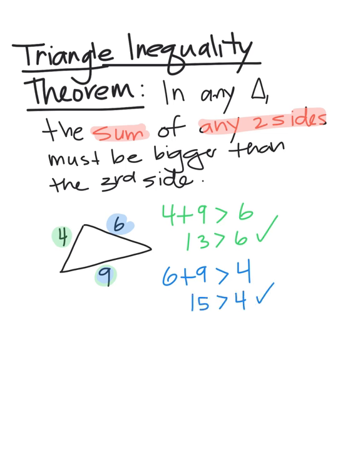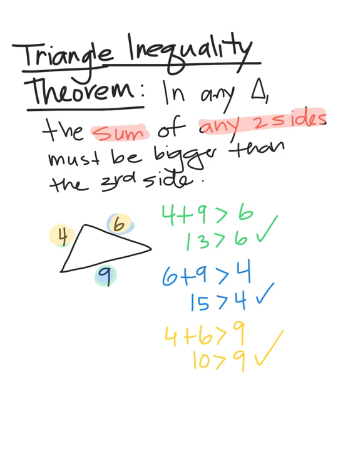That works. And again, let's just do it with the third set to make sure. So the only two I haven't picked is 4 and 6. So if I pick 4 and 6, I do 4 plus 6 and add them up. They should be bigger than the third side, which is 9. 4 plus 6 is 10. That's bigger than 9. That works. So the triangle inequality theorem is as simple as that. It's just that if you pick any two sides of the triangle and add them up, they must be bigger than the third side.